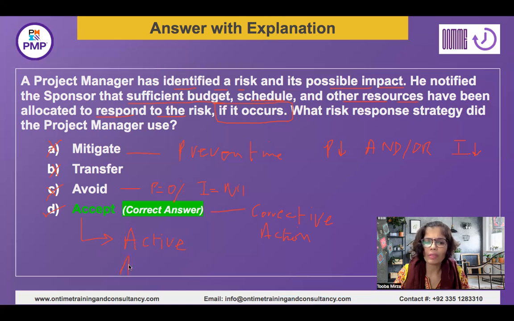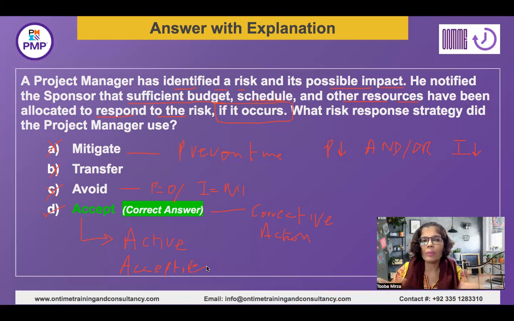There is a passive acceptance as well, which simply says that you just let the risk occur and do not take any action. Let it be. If the risk is going to occur, let it be. We are not going to take any proactive action. Or maybe there is no possibility to take any proactive action in case of that risk.